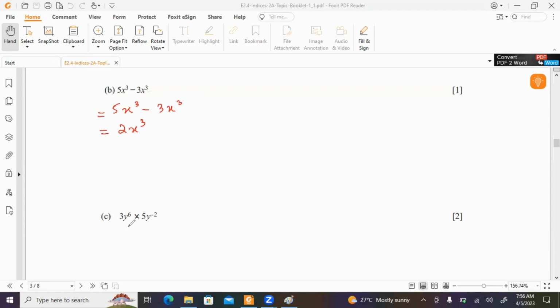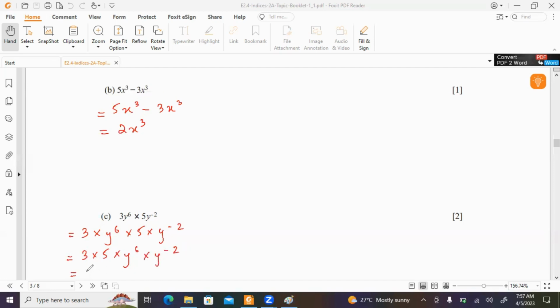In the next question, we're multiplying 3 times y to the power of 6 with 5 times y to the power of negative 2. So there are two ways of solving this. Either we can do it through the first way, where we split the terms into its components, rearrange the terms and write the numbers together and the similar variables together.